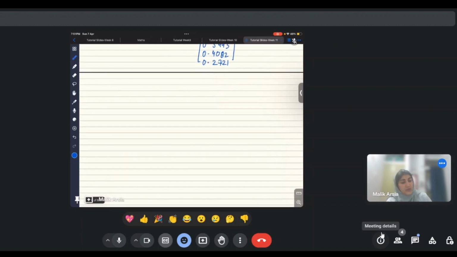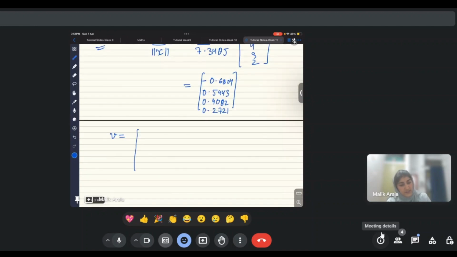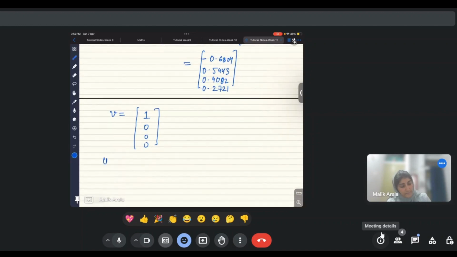Now, what will be v? v is firstly plus 1, because we have a minus entry, so it will be 1, 0, 0, 0. Now what is u minus v? u minus v will be minus 0.6804 minus 1, so minus 1.6804. The rest of the entries will remain the same with a minus sign.